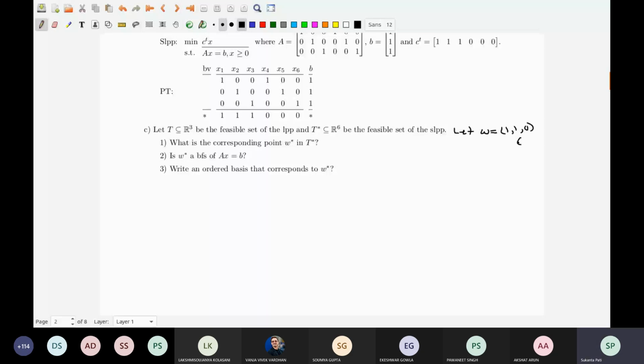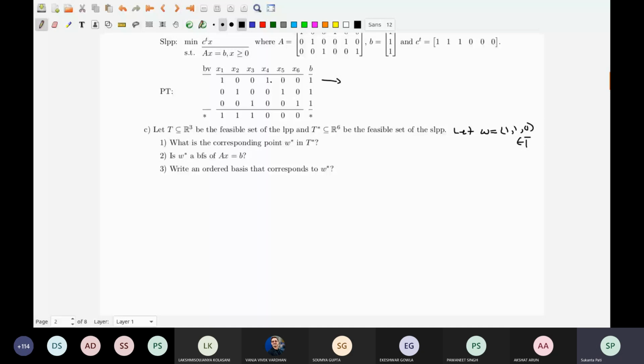What is the corresponding point W star of T star? That will be a point of R6. So if I take x1 equal to 1, x2 equal to 1, and x3 equal to 0, and it has to satisfy that x1 plus x4 is equal to 1, then it follows that the fourth coordinate will be 0.